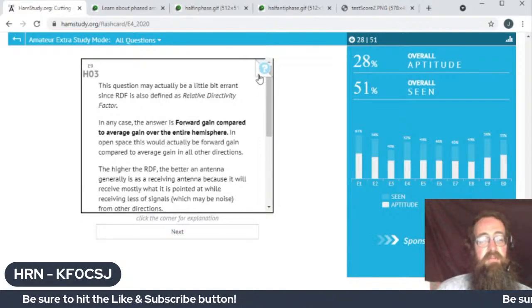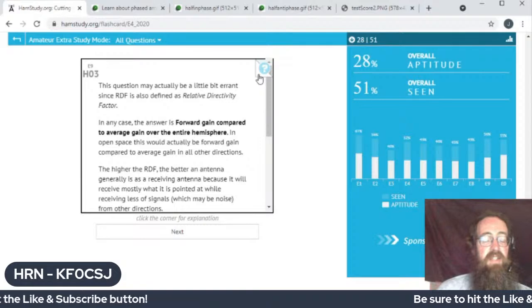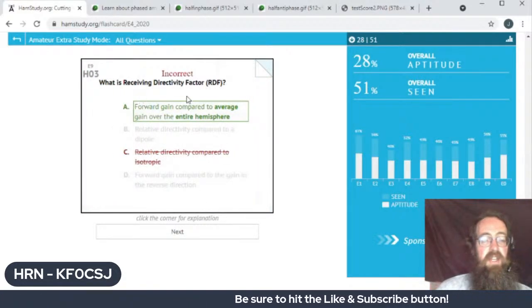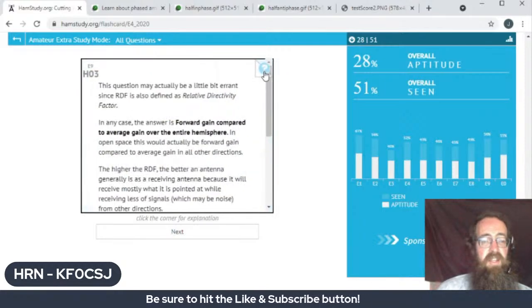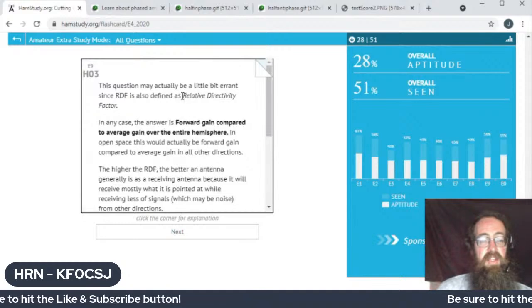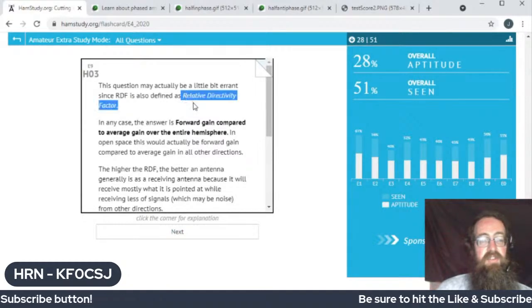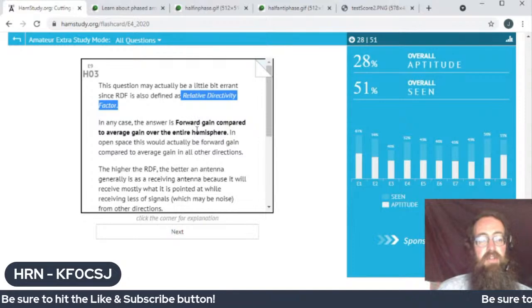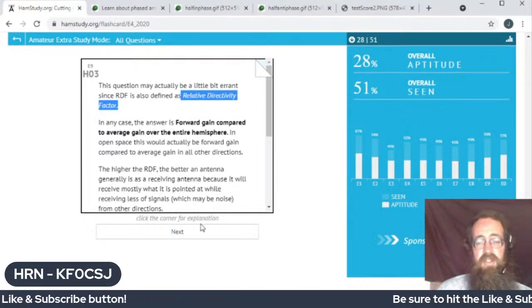That's where this is: it's also called the relative directivity factor, and relative would emphasize that it's forward gain compared to average.